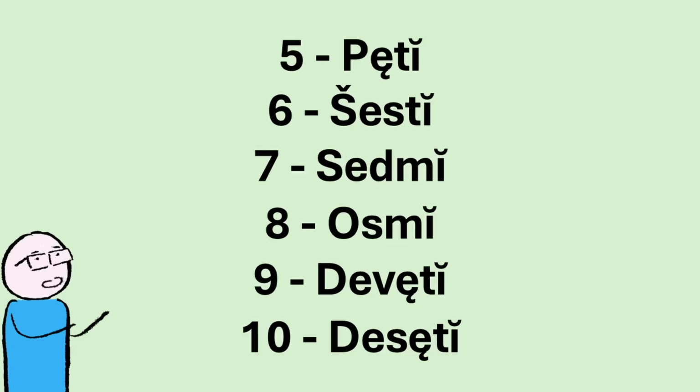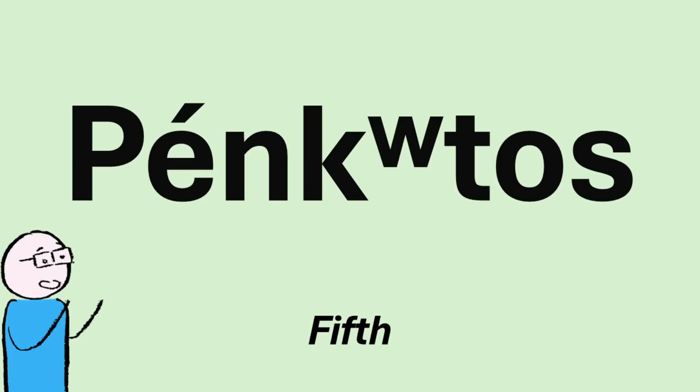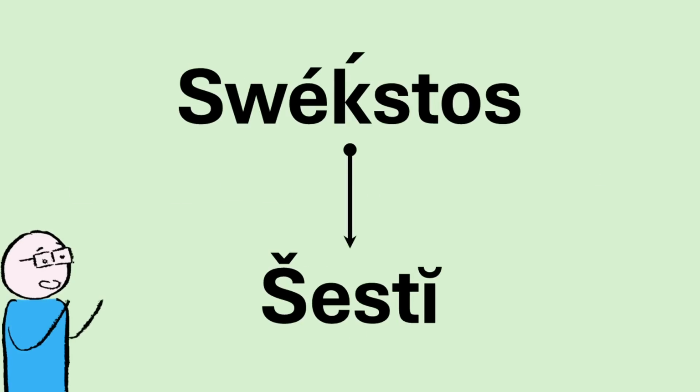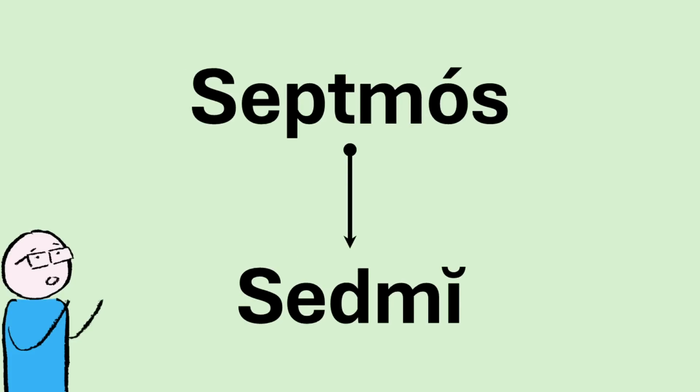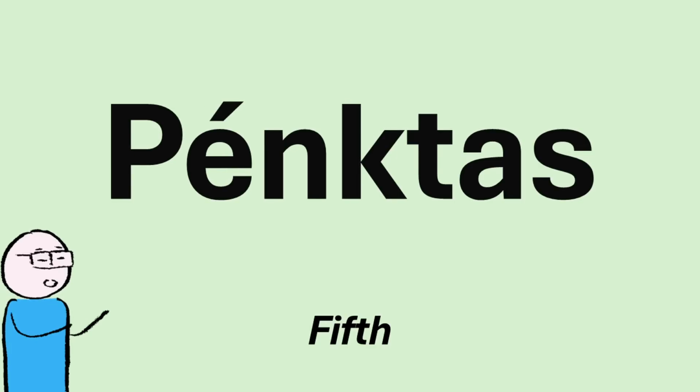In Slavic, something a bit different happens with the numbers 5 to 10. Rather than descending straight from the cardinal, these numbers evolved from the earlier ordinals, so the Slavic word for 5 descends from the Indo-European word for fifth, 6 comes from sixth, 7 from seventh, and so on. The Proto-Indo-European for fifth was pénkʷtos. After satemization and change of o to a, we get the form in Proto-Balto-Slavic, which was penktas.